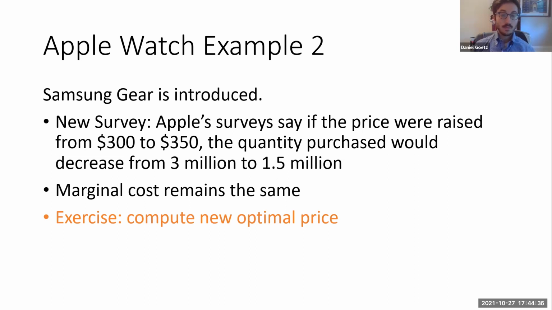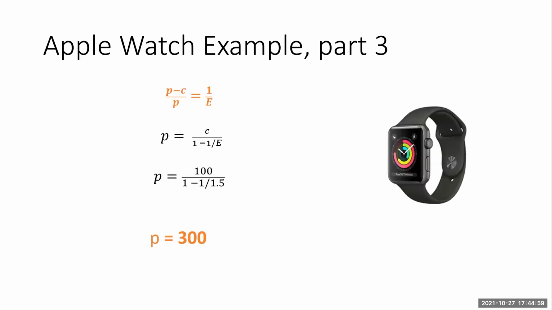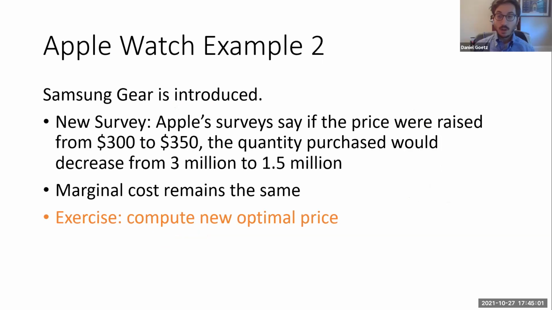Yeah, Angelica? The 1.5 in elasticity, is that like, you said if you increase price by 1%, quantity will decrease by 1.5 as a multiplier, or 1.5%? 1.5%. Okay, thank you. Yeah, no problem. Okay, so I'll leave that for you guys to do.